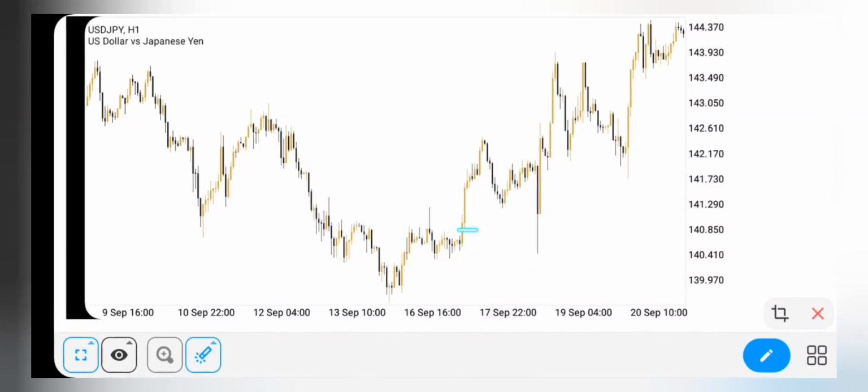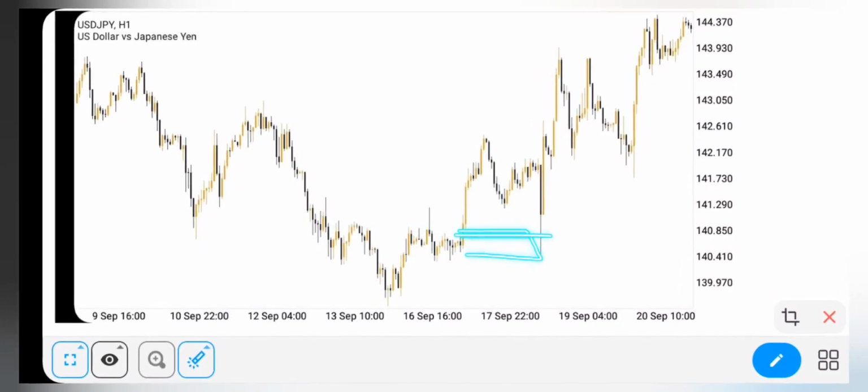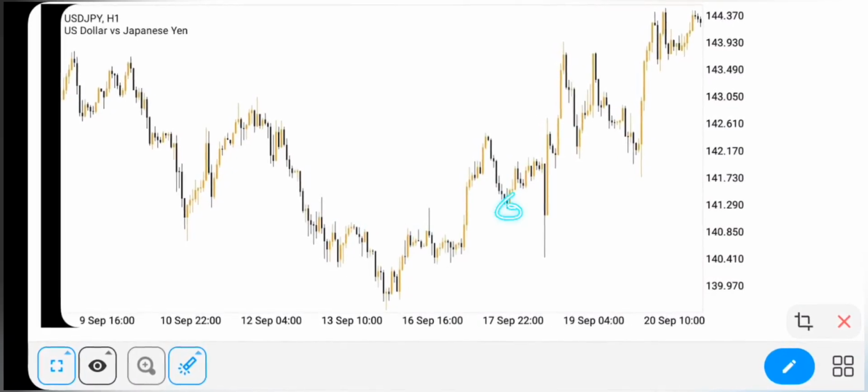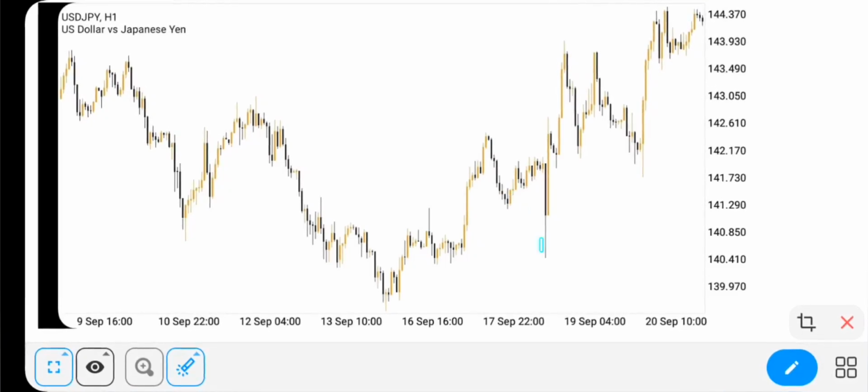Because now the price needed to first tap into this demand before going all the way to the upside. And if you took your trade here, it was going to be a loss for you, even if you knew that the market was supposed to go to the upside. So that is the power.